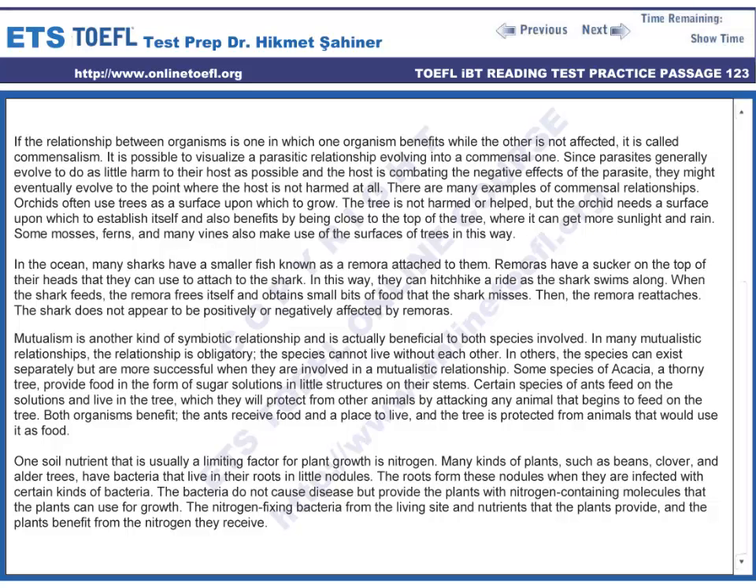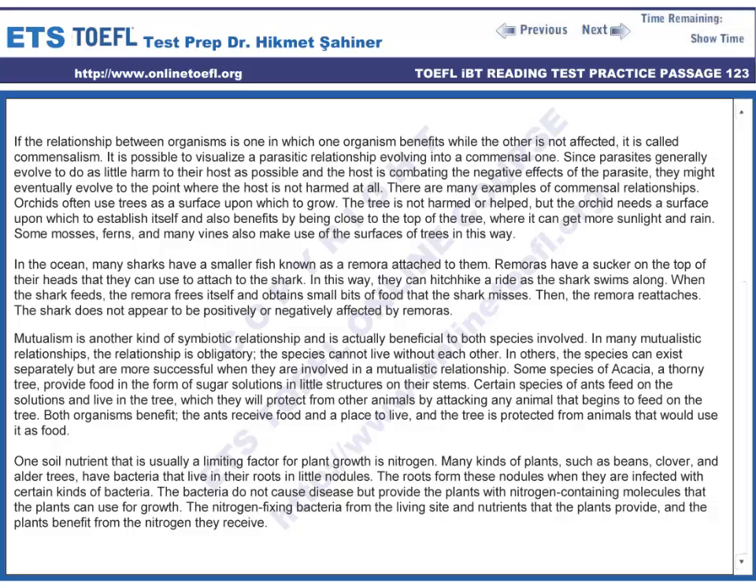Some species of acacia, a thorny tree, provide food in the form of sugar solutions in little structures on their stems. Certain species of ants feed on the solutions and live in the tree, which they will protect from other animals by attacking any animal that begins to feed on the tree. Both organisms benefit. The ants receive food and a place to live, and the tree is protected from animals that would use it as food.